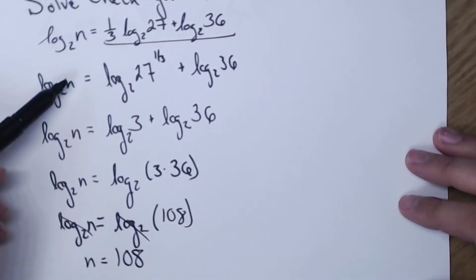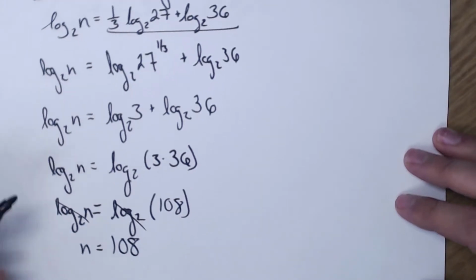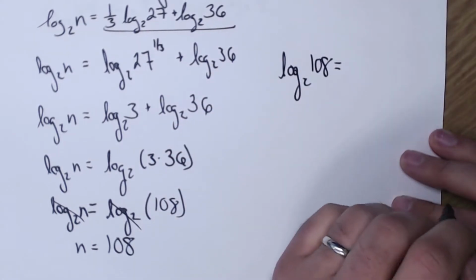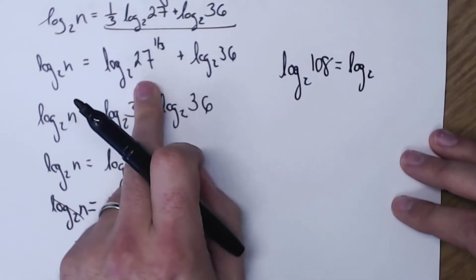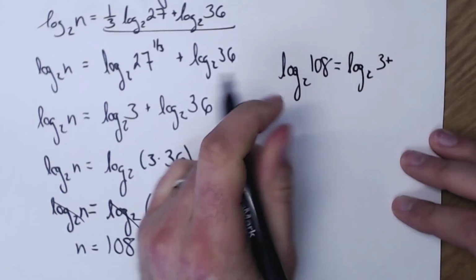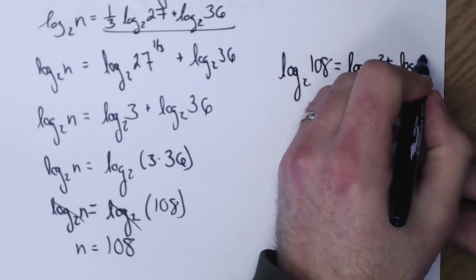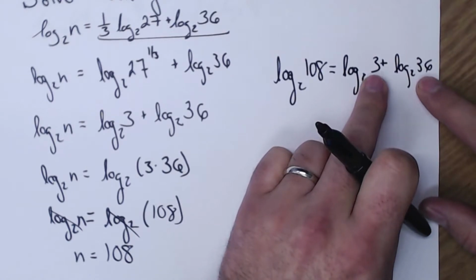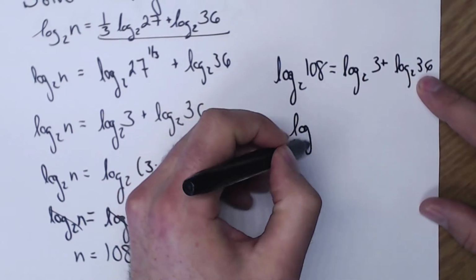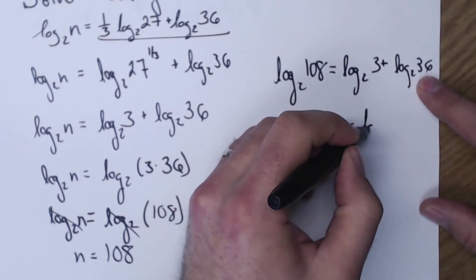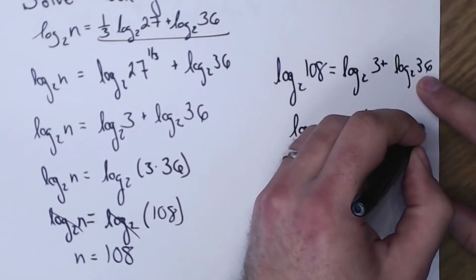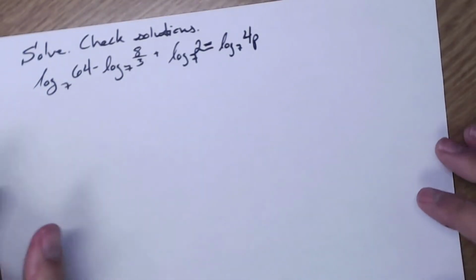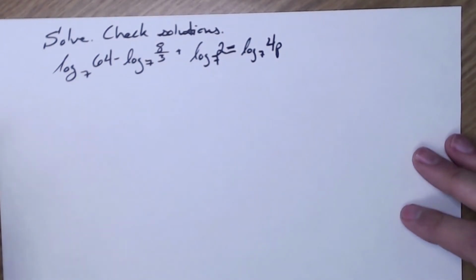I should check that, so let's plug that back in. Log base 2 of 108, and then we have log base 2 of, well, I know that's a 3, log base 2 of 36. I can combine these two things using the product property, and that still equals 108. 108 does equal log base 2 of 108. Since those are both exactly the same, awesome, that one is good to go. Off to our next one. And we have to check our solutions on this one as well.